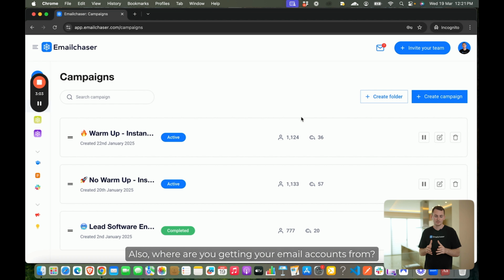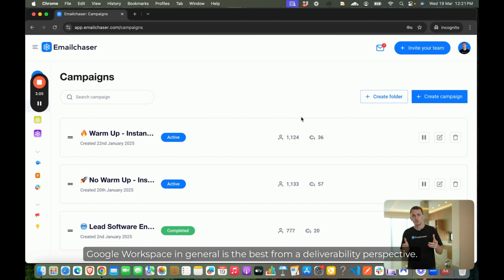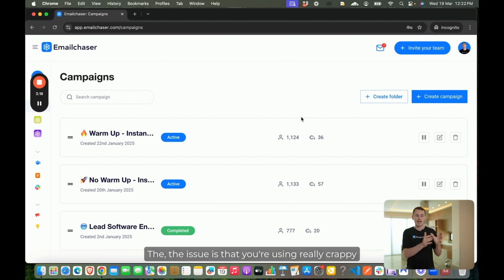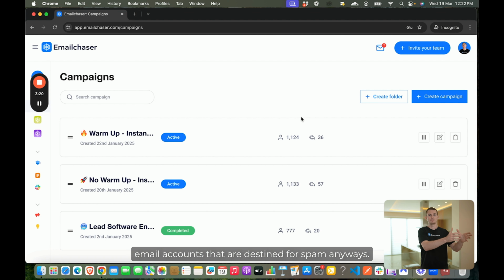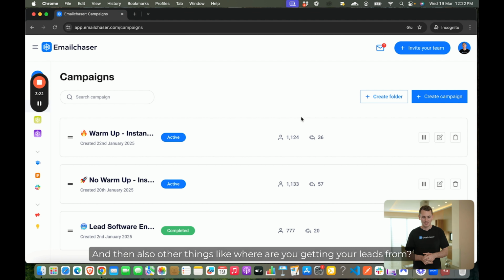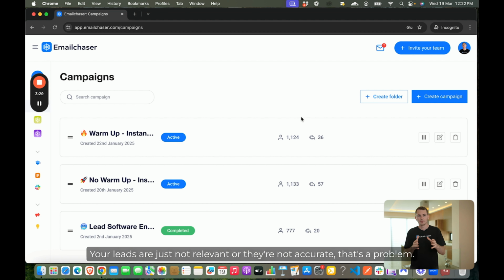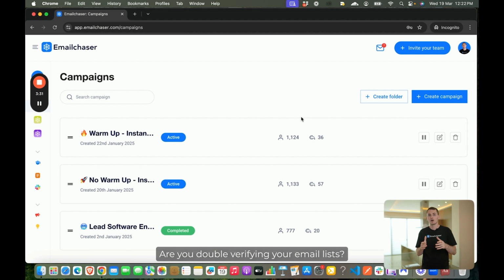That's pretty important. Also, where are you getting your email accounts from? Google Workspace in general is the best from a deliverability perspective. If you're using cheap email accounts from some random provider, then the whole email warm-up thing is not the issue. The issue is that you're using really crappy email accounts that are destined for spam anyway. And then also other things, like where are you getting your leads from? If you have a really bad lead list source and your leads are just not relevant or they're not accurate, that's a problem. Are you double verifying your email lists?